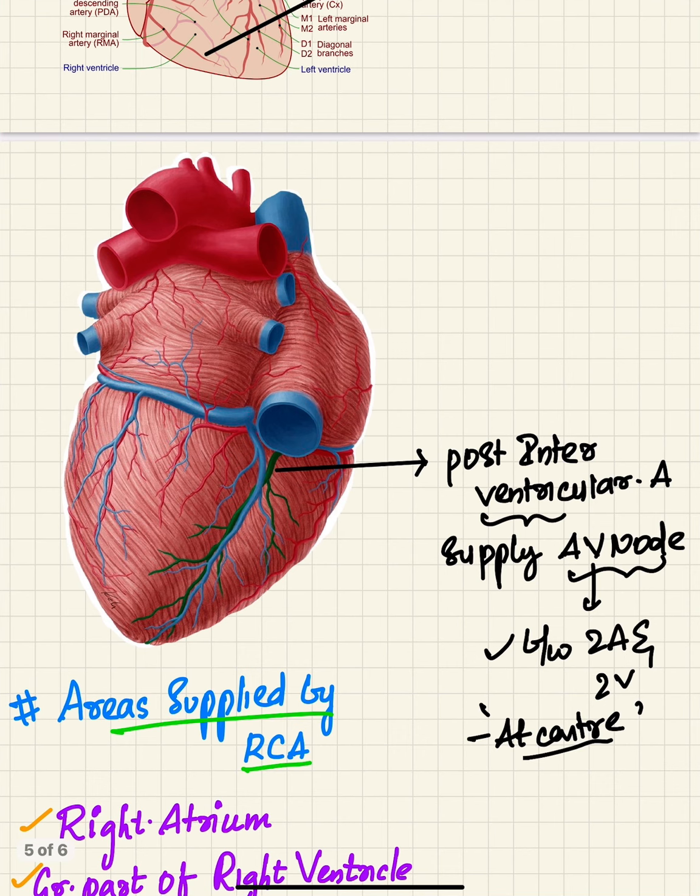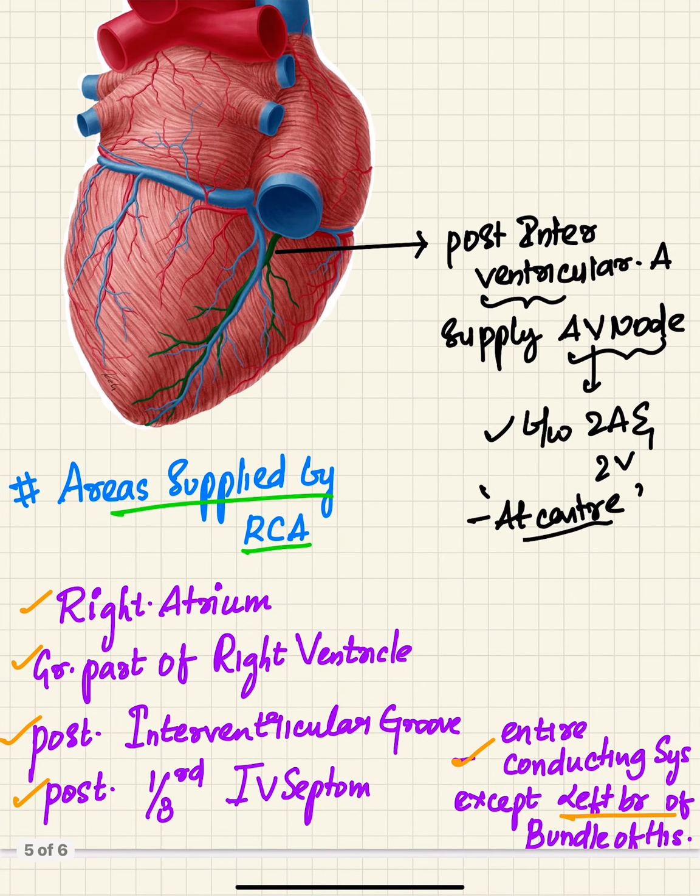Now, this is the posterior interventricular artery, which you could see in this green colored structure. This supplies the AV node, which is present between the two atria and two ventricles in the center position.